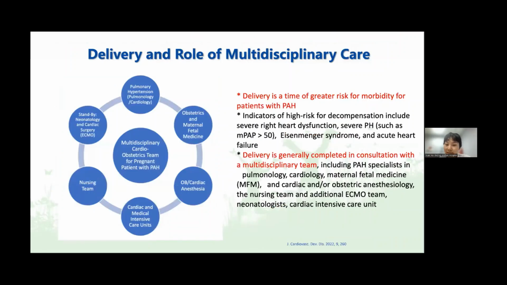So delivery is a time of greater risk for morbidity for patients with PAH. And the indicators for high risk for decompensation include severe right heart dysfunction, severe PH, Eisenmenger syndrome, and acute heart failure. And delivery is generally completed in consultation with a multidisciplinary team, including PAH specialists in pulmonary, cardiology, maternal fetal medicine, cardiac and obstetric anesthesiology, and the nursing team, and so on.